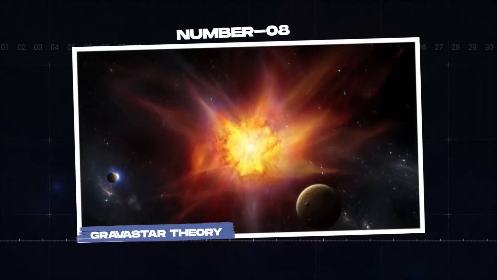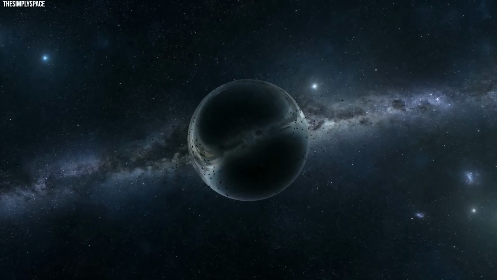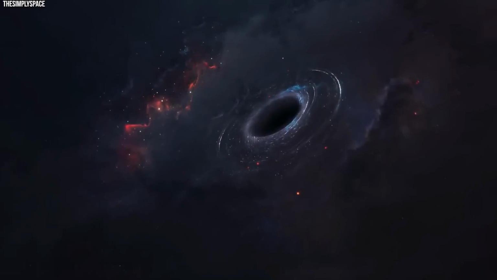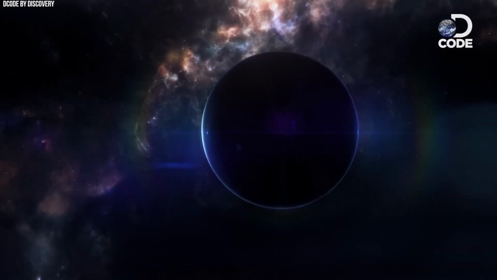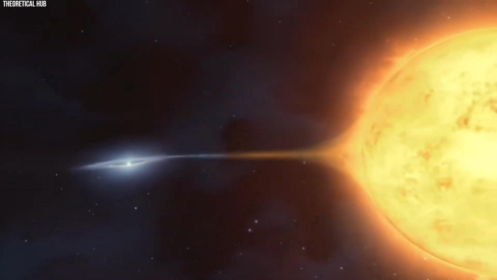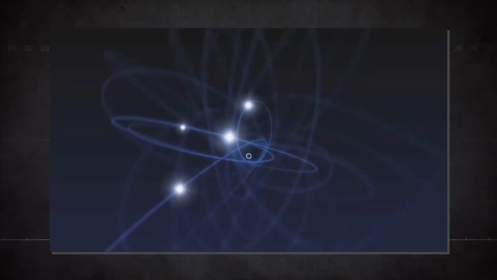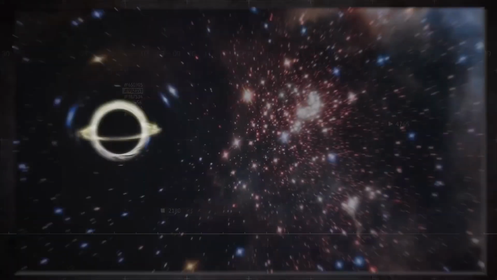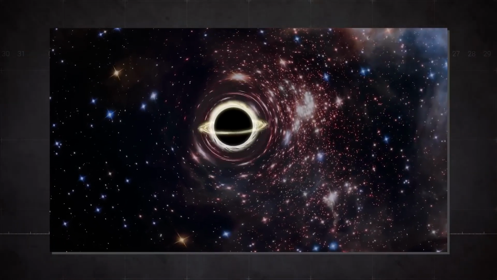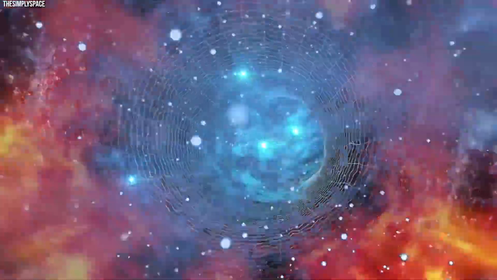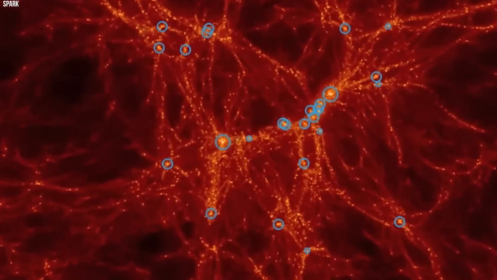Number 8. Gravistar theory. The gravistar theory proposes a radical alternative to the traditional understanding of black holes. Instead of an event horizon and a singularity, the gravistar, short for gravitational vacuum star, theory suggests that these extreme entities are composed of an exotic phase of matter and encased within an ultra-thin, ultra-dense shell.